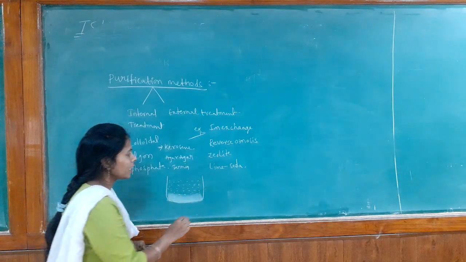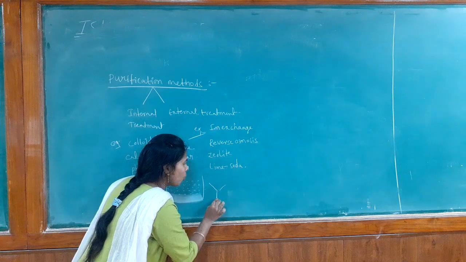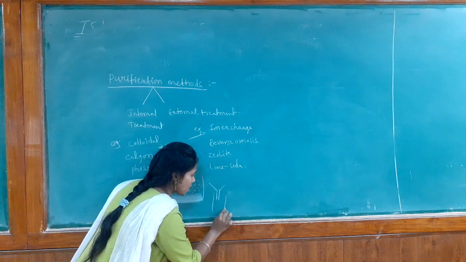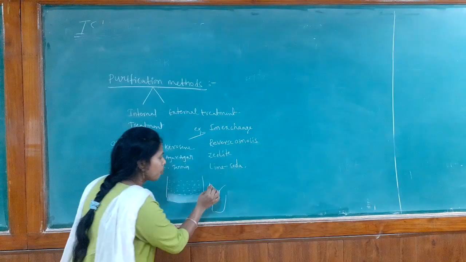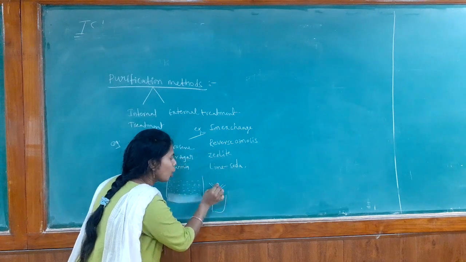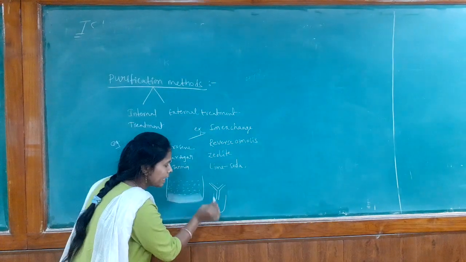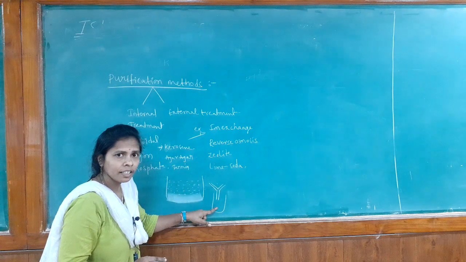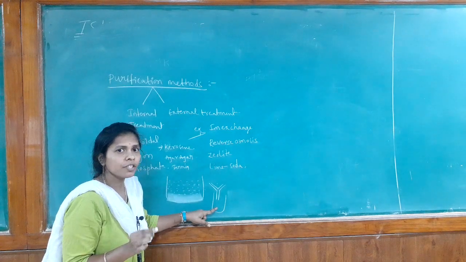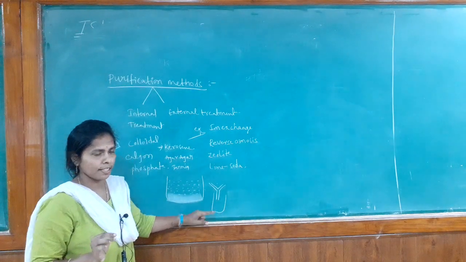Now, this precipitate is removed by the filtration process. In the filter paper, we collect all the non-sticky precipitate, and in the container we can collect the purified water, that means water which is free from the colloidal impurities.